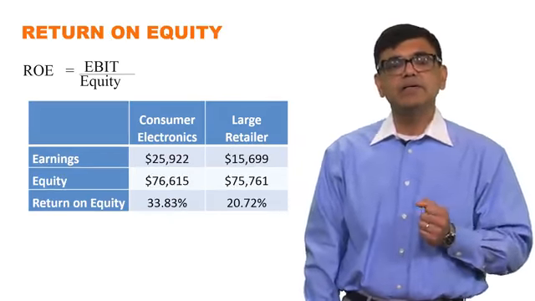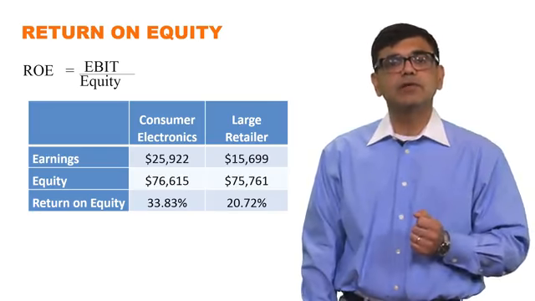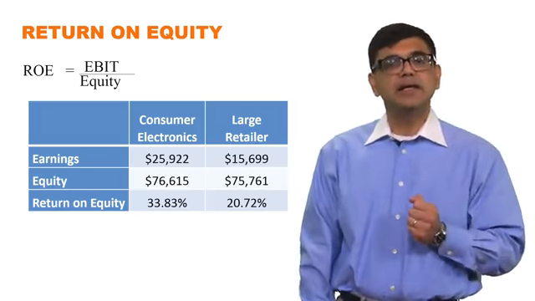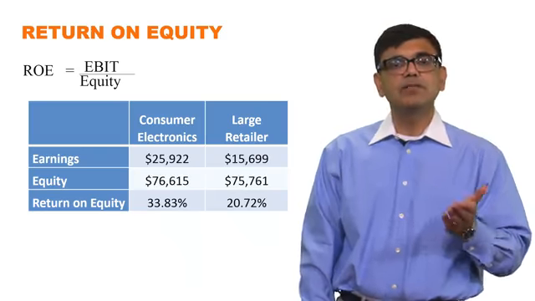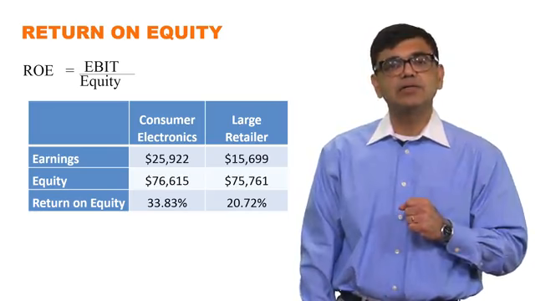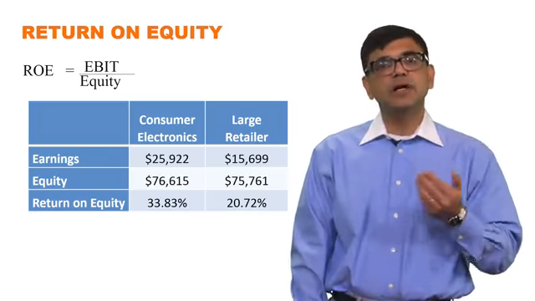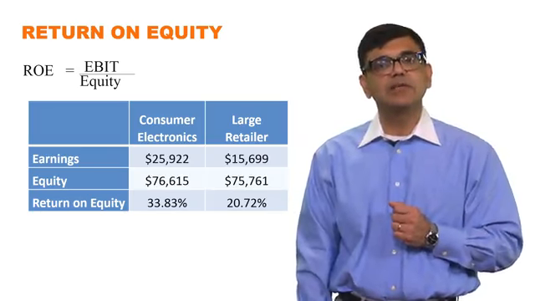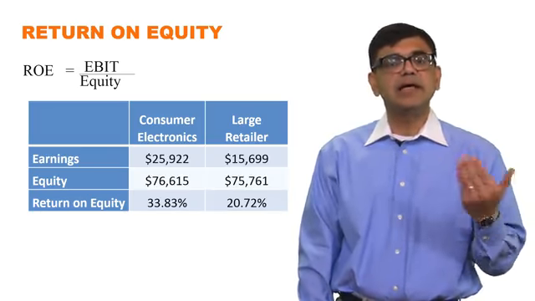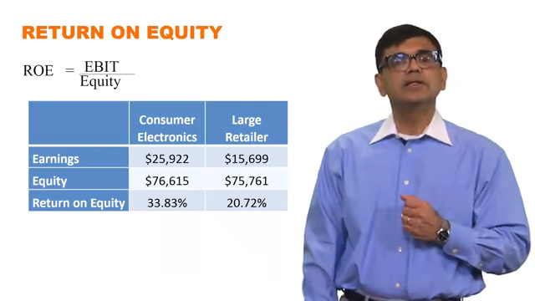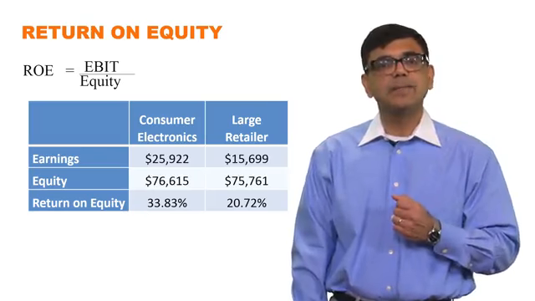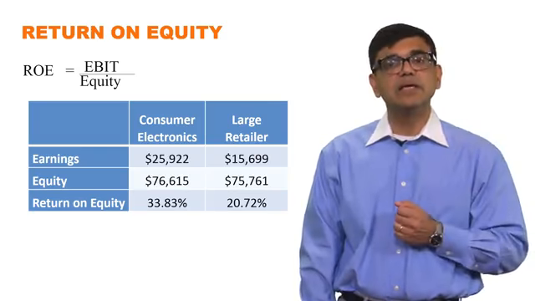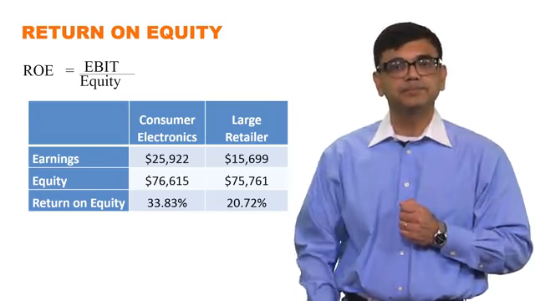So first we have the return on equity, based on the ratio of earnings to equity, and what you can see is that the consumer electronics company had a return on equity of around 34%, and the large retailer had about 21%. So if you observe, the equity was almost equal. However, the earnings for the consumer electronics company were a bit higher, and that resulted in the difference in the return on equity. So there's about a 13% difference in the return on equity between the two companies, based on the earnings being higher for the consumer electronics company.